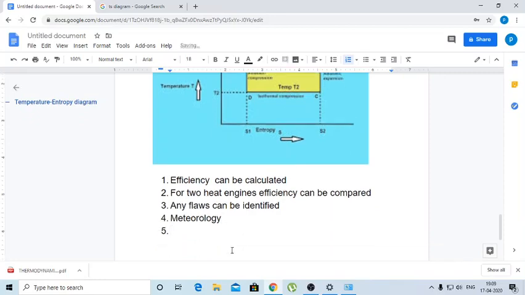That's all for this class, students. So in the next class, we discuss thermodynamic potentials and Maxwell equations. What are thermodynamic potentials, and how we derive Maxwell equations using thermodynamic potential values.